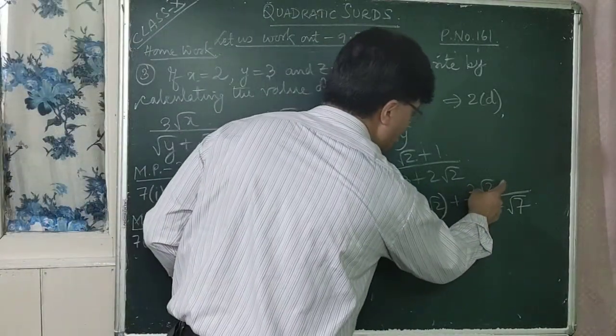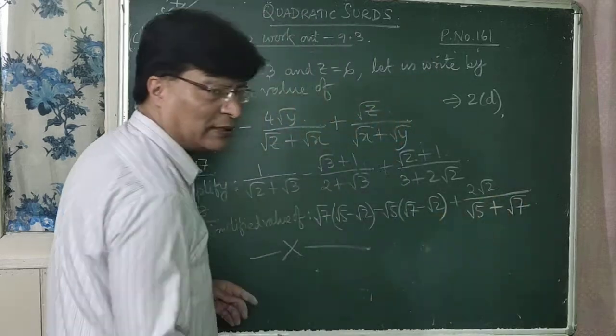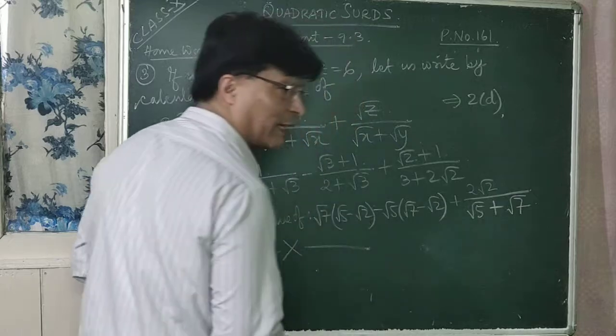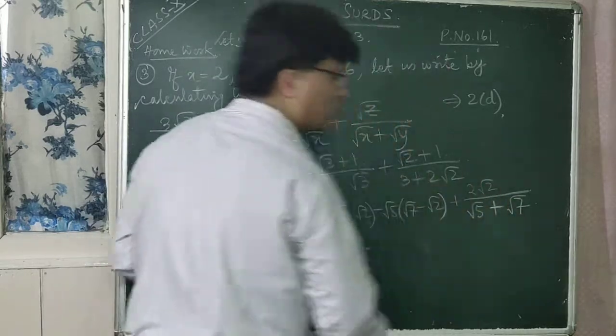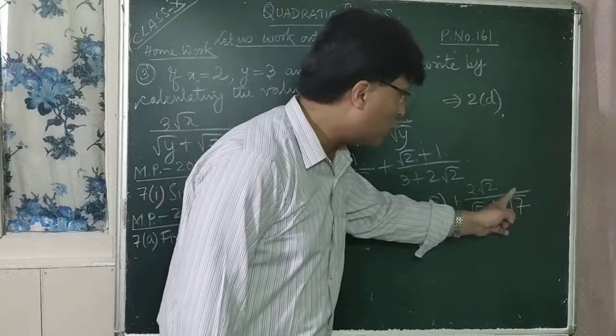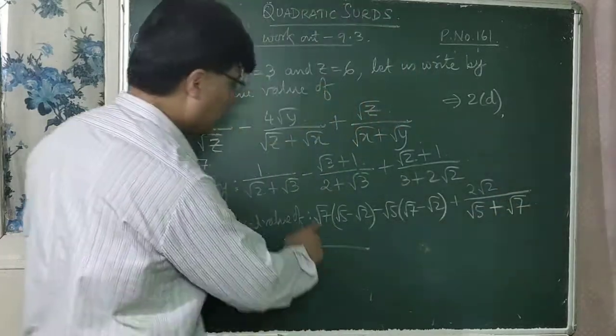By which factor will you multiply both numerator and the denominator? Root 5 minus root 7. Multiply the top by root 5 minus root 7, and multiply the bottom also by root 5 minus root 7. Okay? By how much do we multiply? Top and bottom by root 5 minus root 7. So you just multiply.